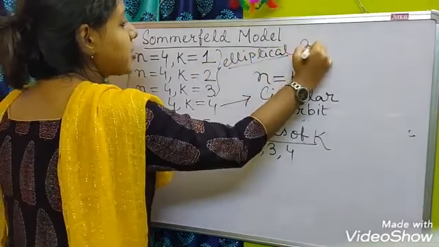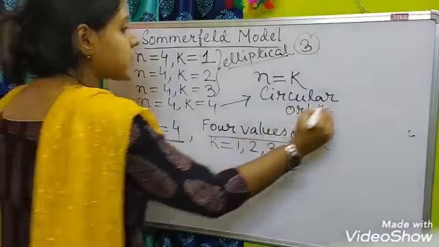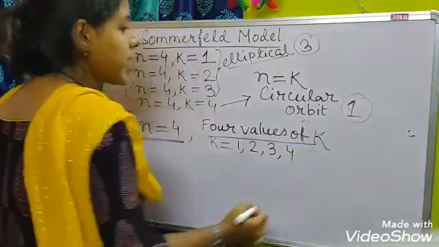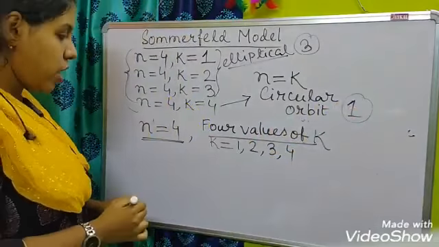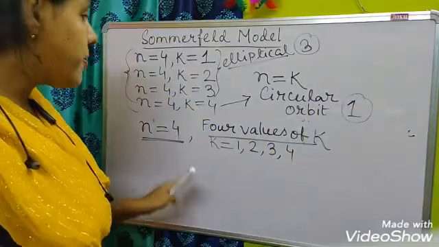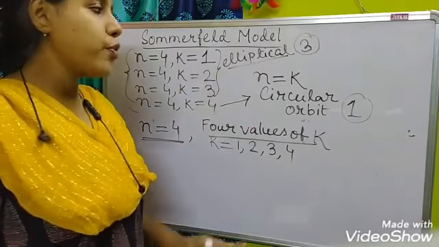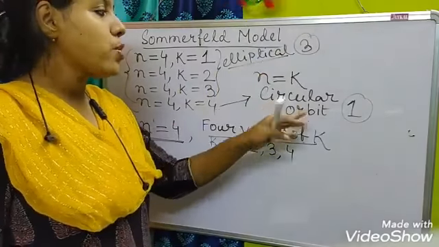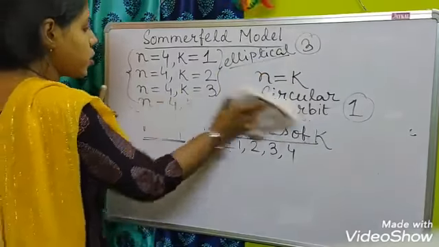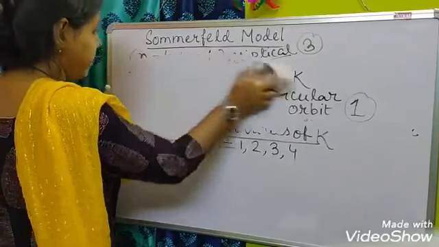So how many elliptical orbits are there? 3 elliptical orbits. And how many circular orbits are there? 1 circular orbit. So that means for the 4th orbit we are getting 4 subshells, of which 3 are elliptical and 1 is circular. Okay, so the diagram will look like this.